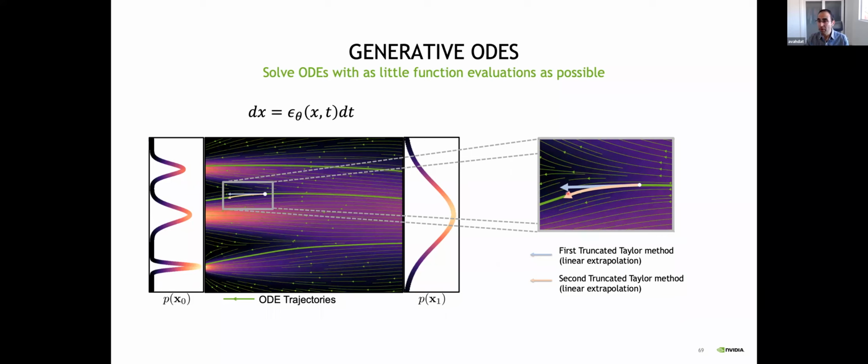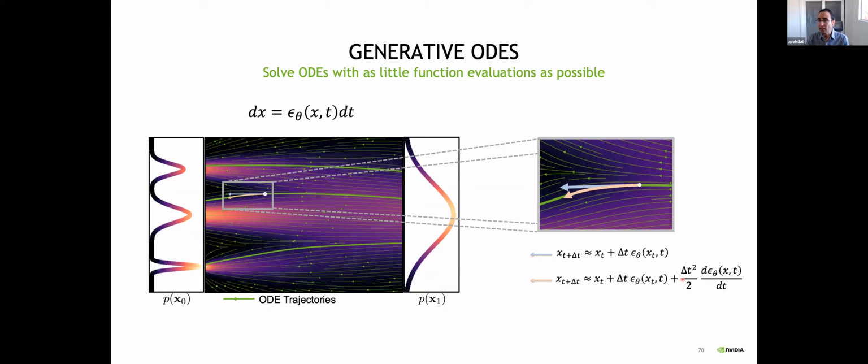And because now you have a better representation of this function locally, you can actually take larger denoising steps when you're solving these ODEs. So our basic idea is, can we use these higher order terms to solve the generative ODEs with a smaller number of calls? If we can take large steps when we're solving ODEs, we will reduce the sampling time.